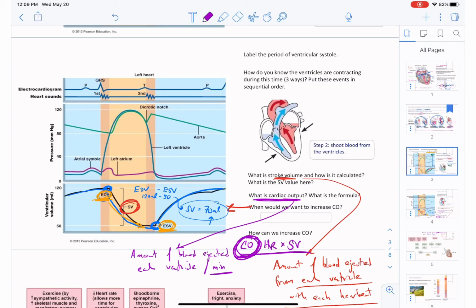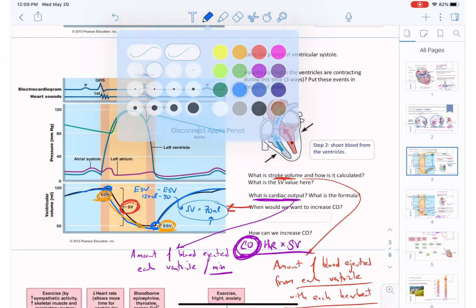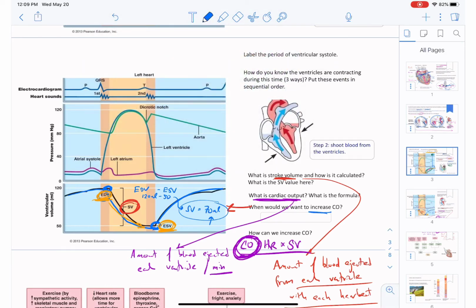Now, stroke volume and cardiac output are not static. They don't stay the same. There are situations where we want to increase cardiac output, increase stroke volume, and there are situations where we want to decrease it. Now, what's a situation where we would want to increase cardiac output, increase the amount of blood going out of the heart, and increase the amount of blood that we're delivering to the tissues?